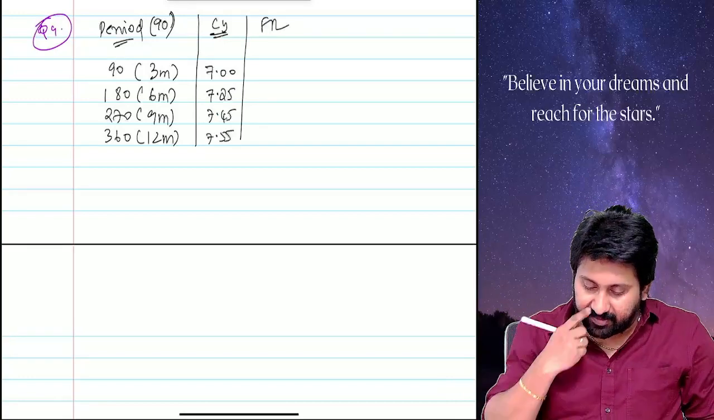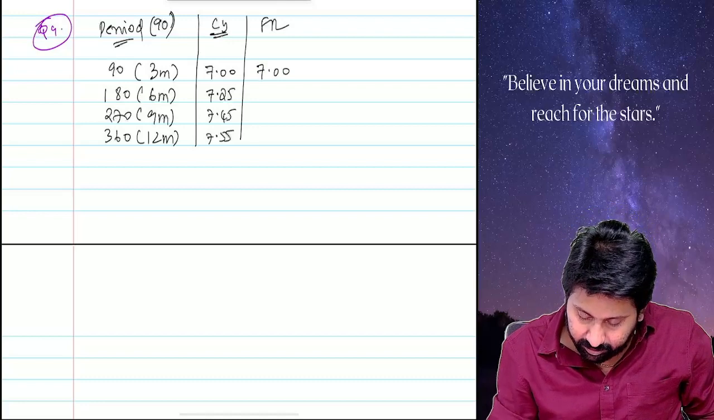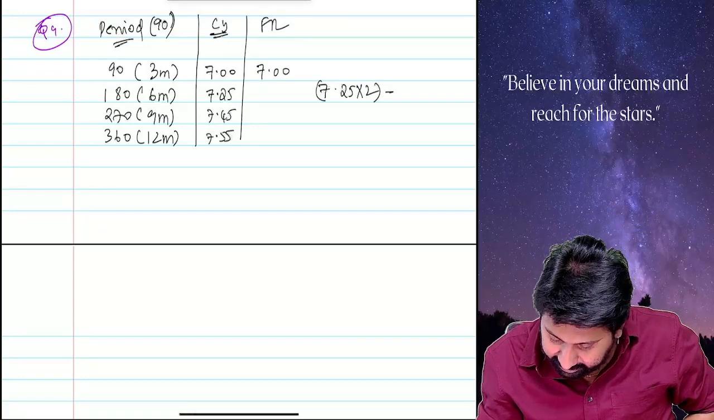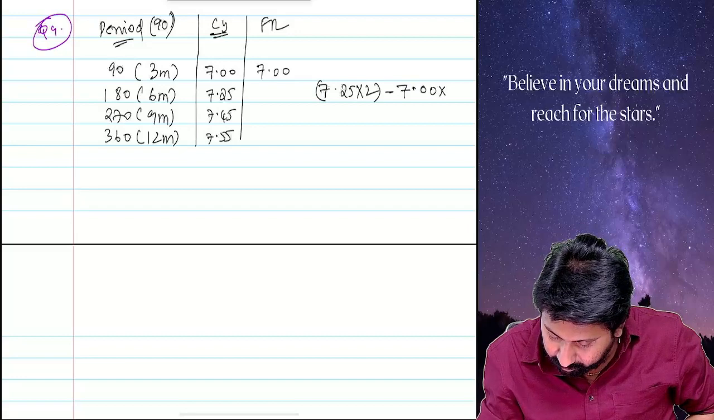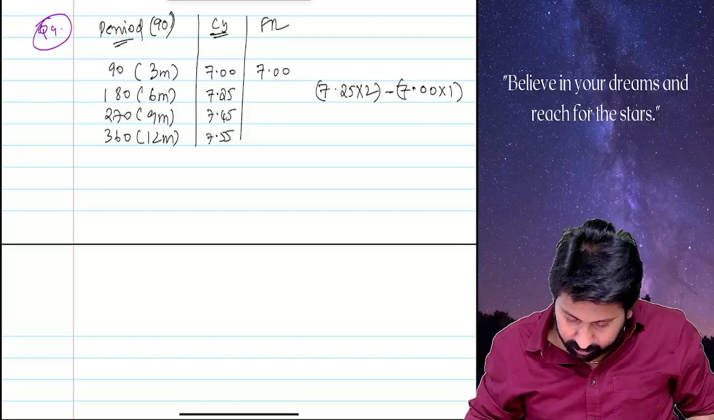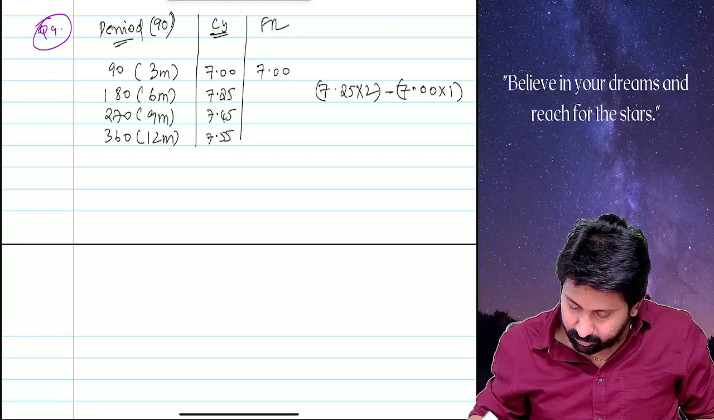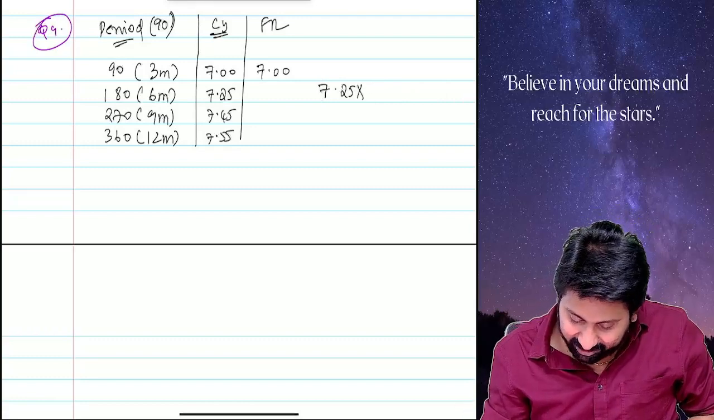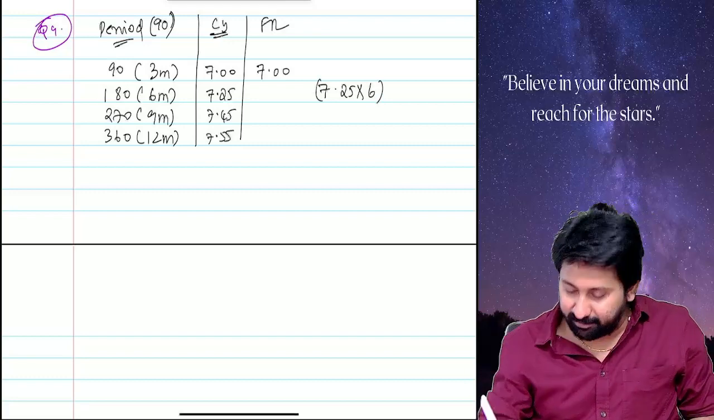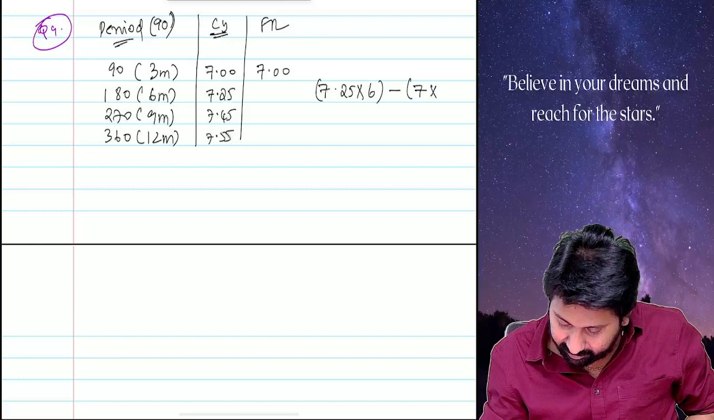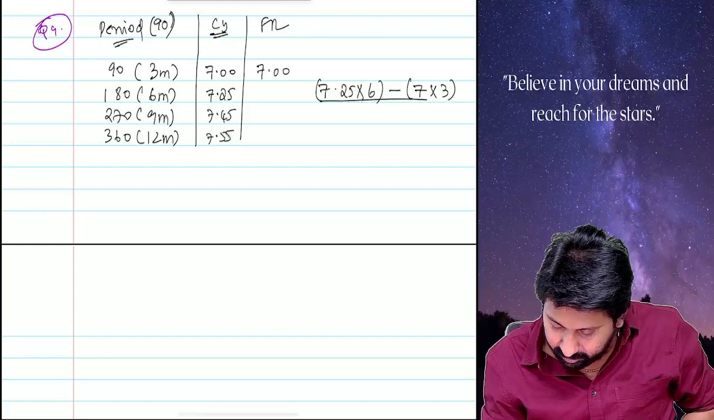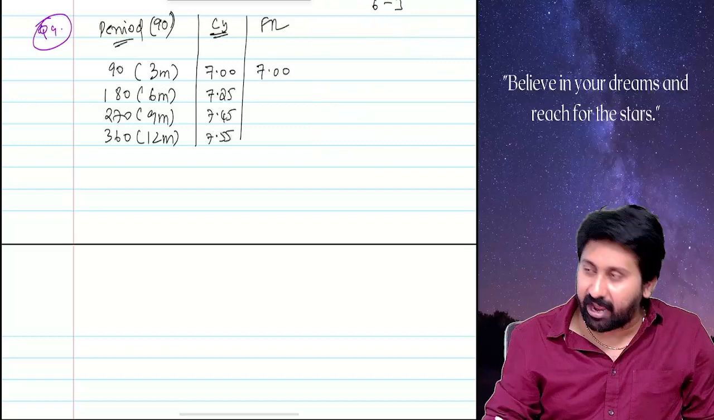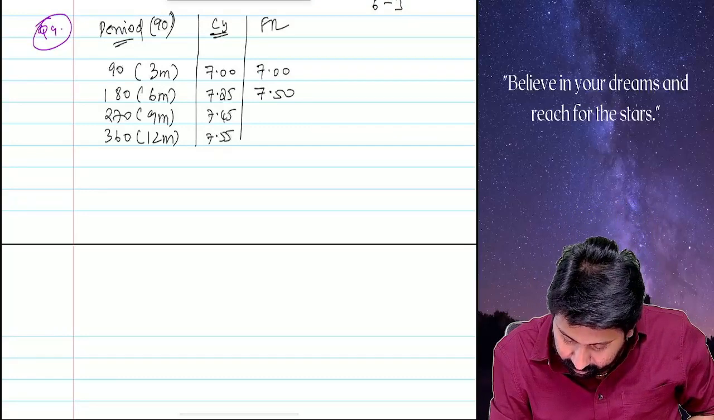Can you calculate the forward rates? Tell me. 7. Calculations on the other side. 7.25 into 2 minus 7 into 1, whole divided by 2 minus 1. Oh, sorry. Not 7.25 into 2, I forgot. 7.25 into 6. But do it in a correct way. Understood? Working, yes sir. Tell me now. 7.5. This working I am writing here. Tell me the overall value. 7.5. Understood up to here?